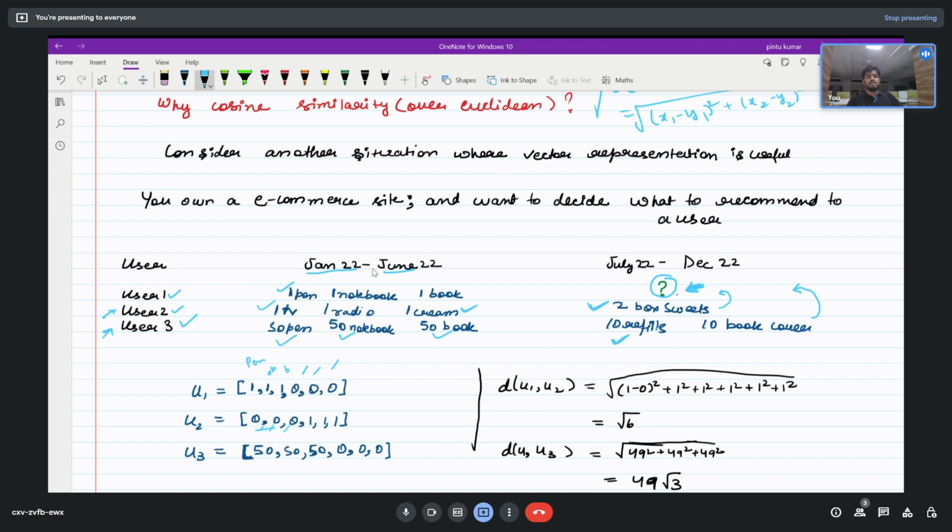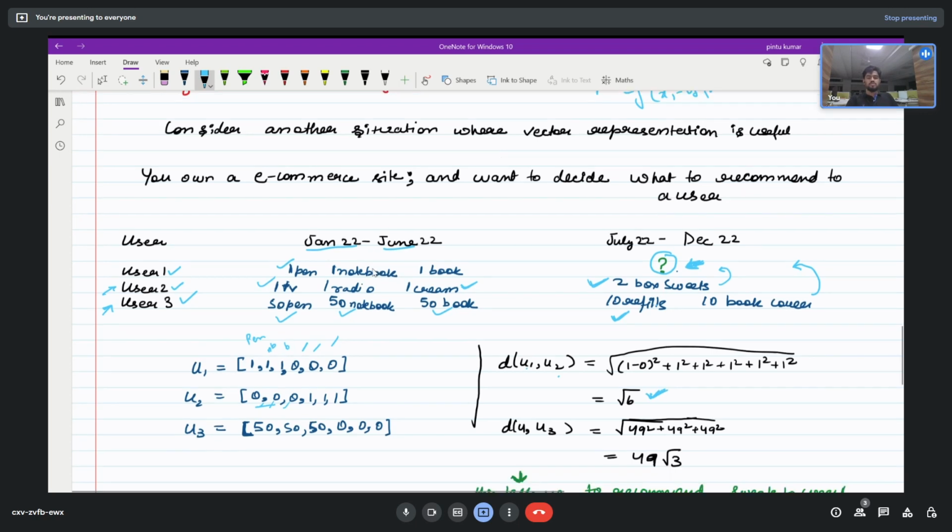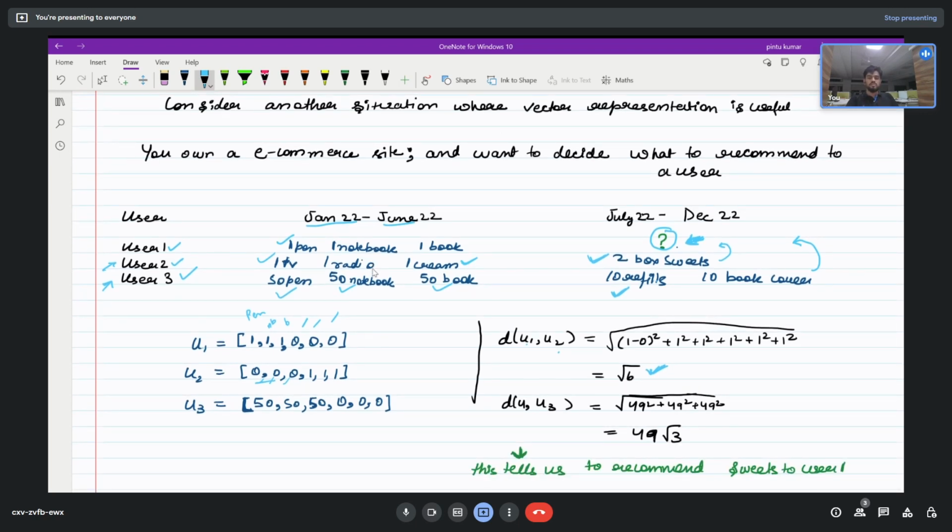Now if you look at the Euclidean distance between user 1 and user 2, it's exactly root 6, right? So you take 1 minus 0 square, so it's 6 times 1 square, it's just root 6 that you have. Now, if you take the distance between user 1 and user 3, what we get is 49 square plus 49 square plus 49 square. This is 49 root 3. If you compare these two values, this value is more than the previous one, right?